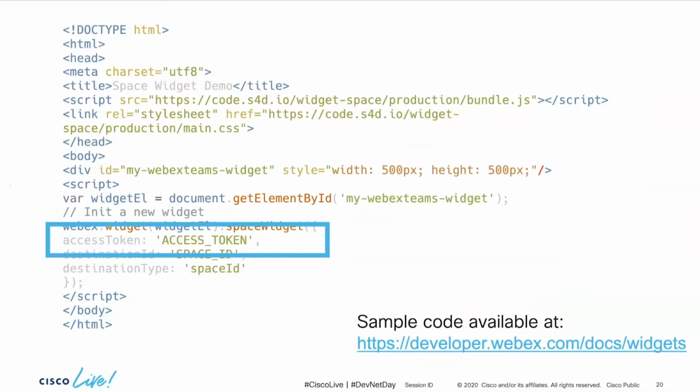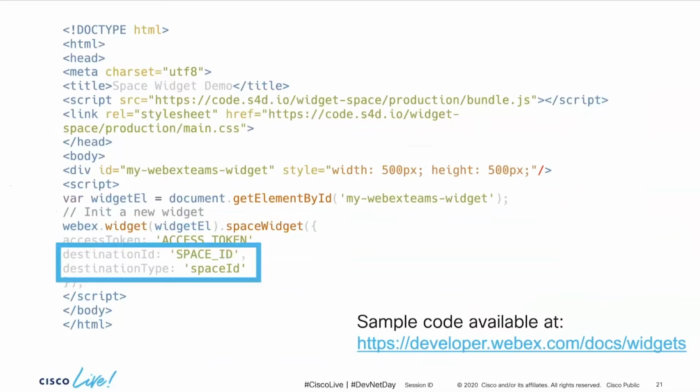Here's our access token that we generated from our integration. So instead of having access token here, we would fill in what the actual access token would be. And this is the destination that the widget will be opening. In this example, we are opening a widget to a Webex Teams space, but you can also go directly to a specific user using the email address.